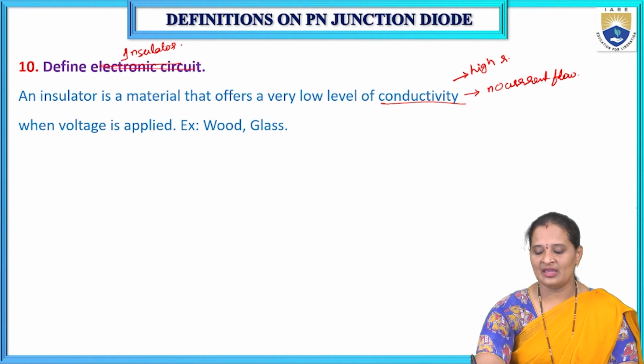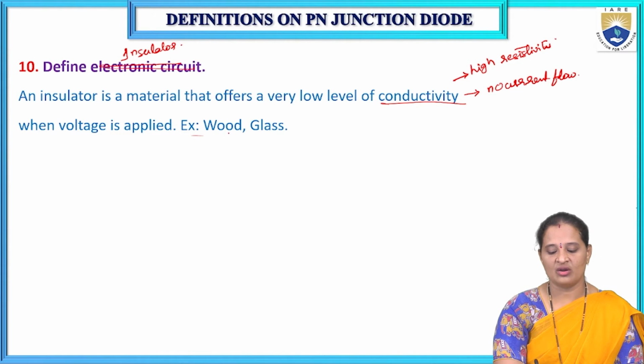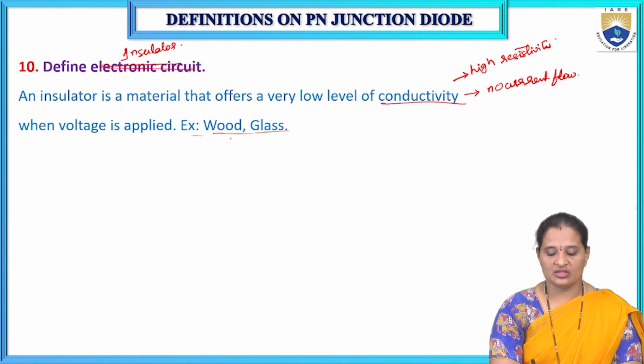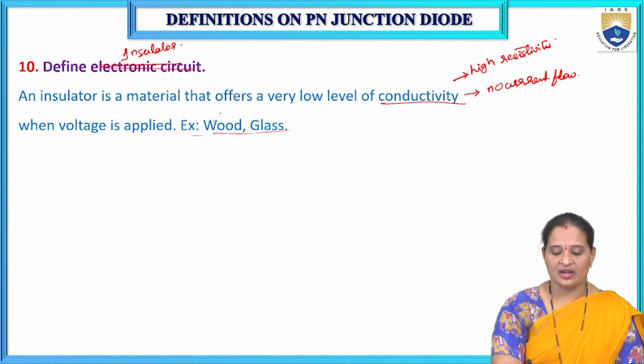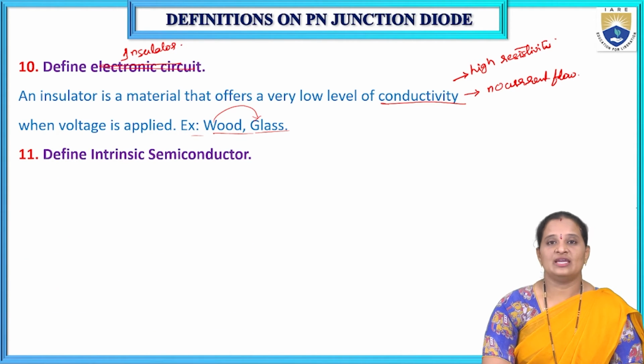It has high resistivity. So this is about the insulator, and the examples of insulators are wood and glass. These are the examples where the current does not flow at all through the material. Now coming to the semiconductor.